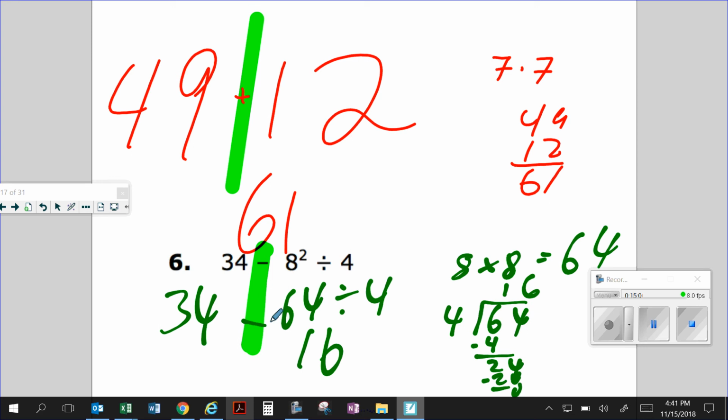And what do they want you to do with the left and right term? Subtract it. 34 minus 16, regroup. That would be 28. Yeah, 28 is the answer.